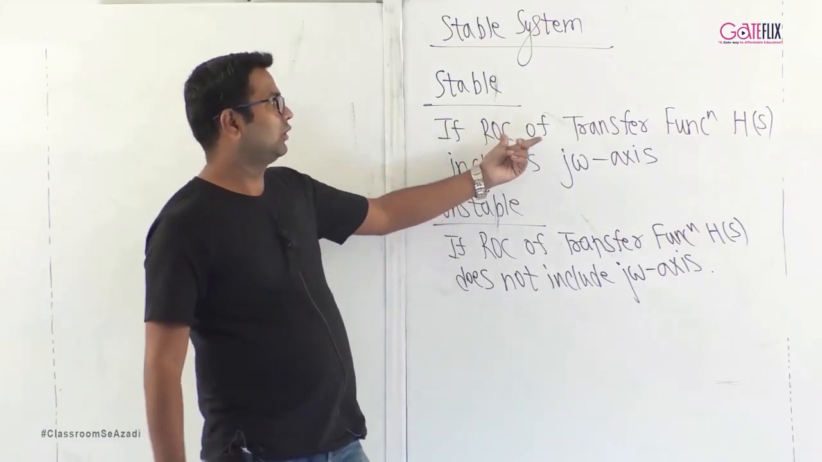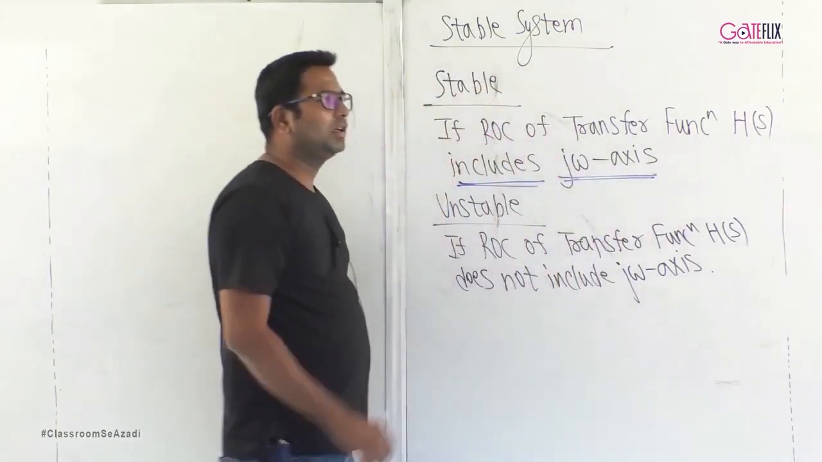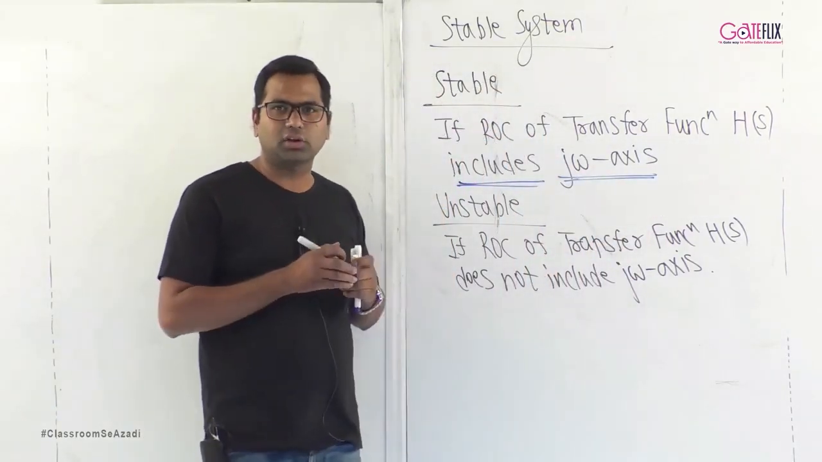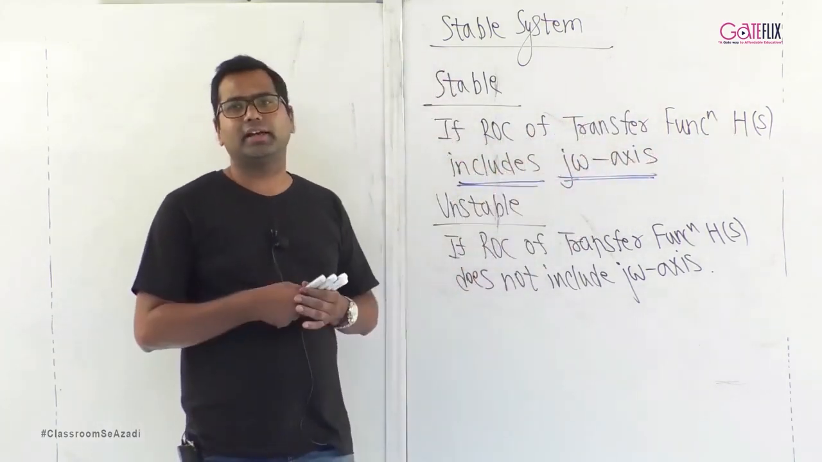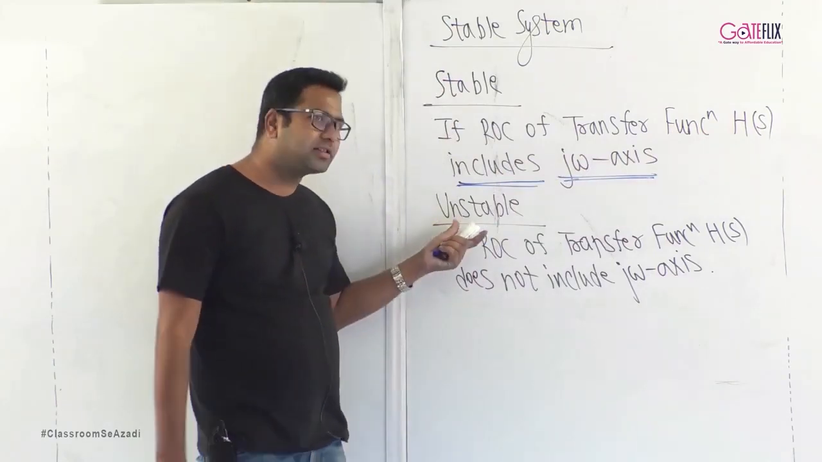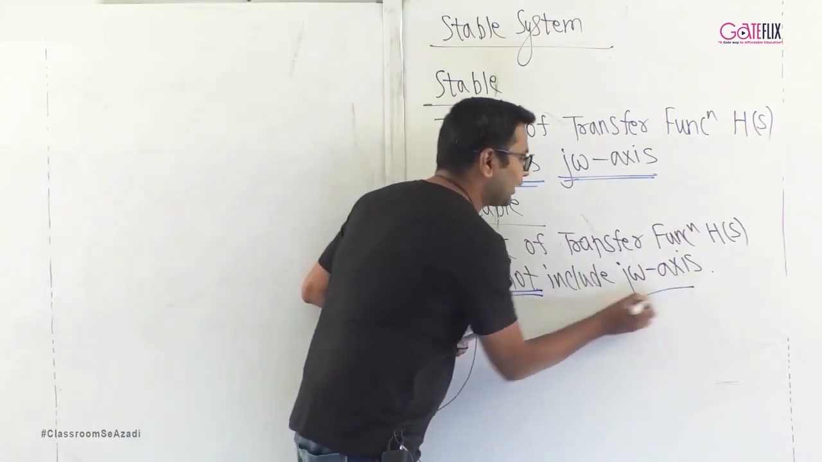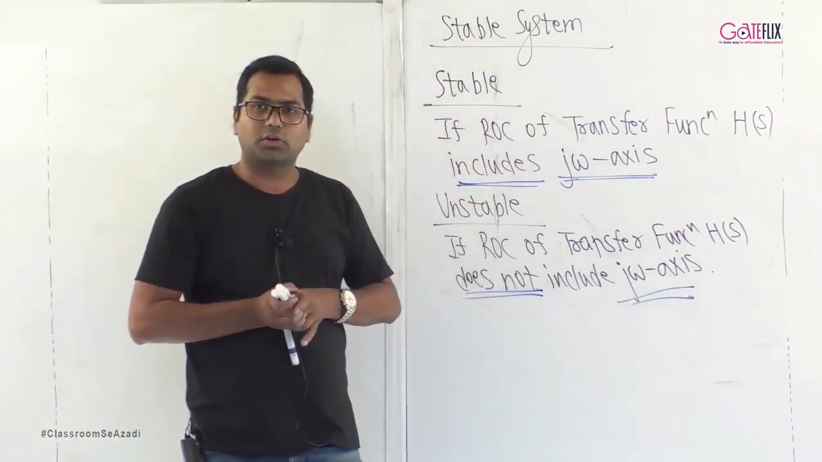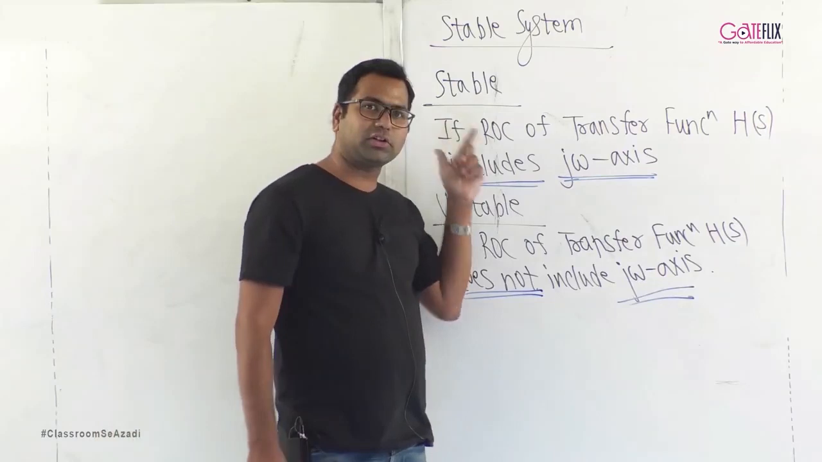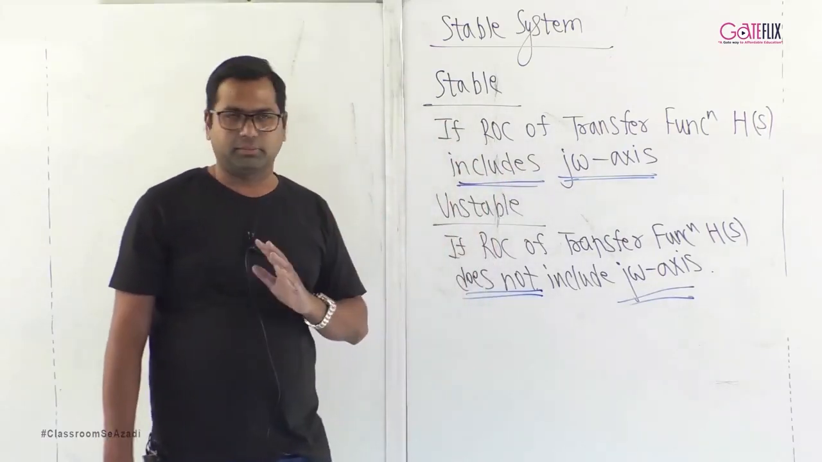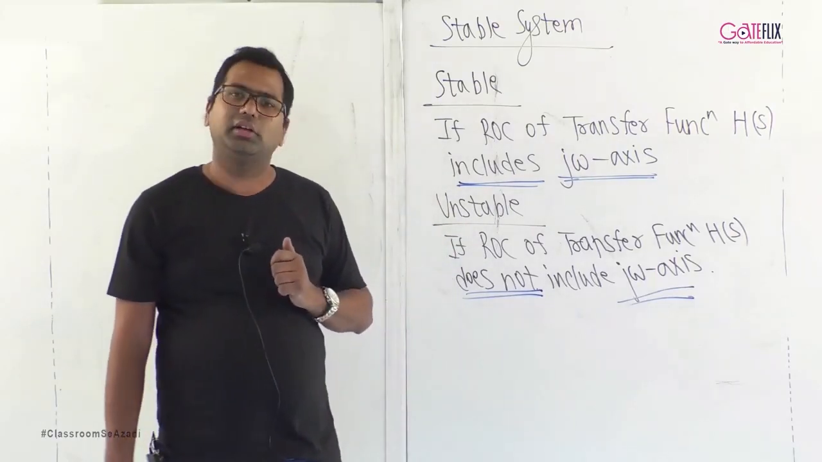If the region of convergence of the transfer function H of s includes the j omega axis, then a system is said to be stable. Therefore, a system is stable if the ROC of the transfer function H of s includes the j omega axis. Similarly, a system will be unstable if the ROC of the transfer function H of s does not include the j omega axis. Therefore, for stability, we look at the ROC of the transfer function. If the ROC includes j omega, we will say stable system. If the ROC does not include the j omega axis, we will say that the system is unstable.